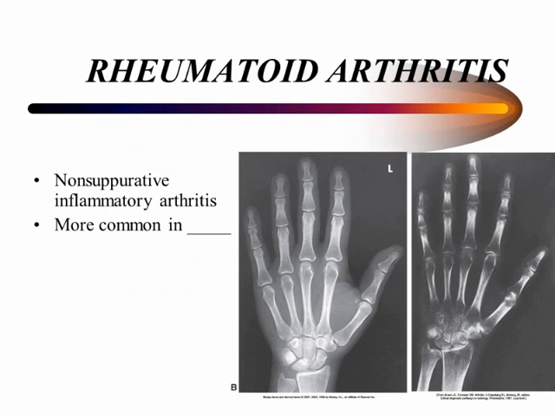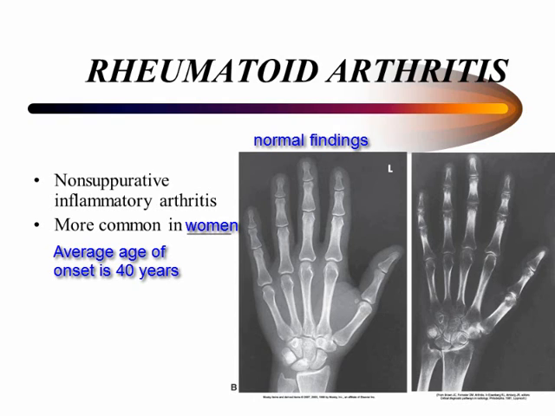Rheumatoid arthritis is a chronic systemic disease of unknown cause that appears primarily as a non-suppurative inflammatory arthritis of the small joints of the hands and feet. Women are affected about 3 times more frequently than men, and the average age at onset in adults is 40 years.